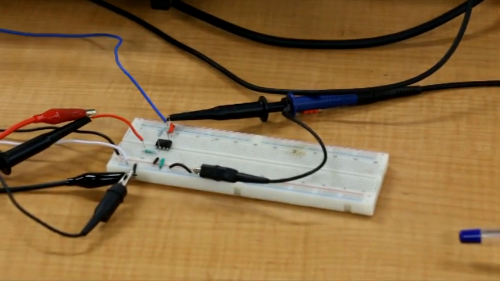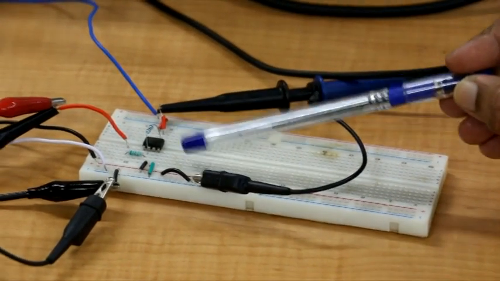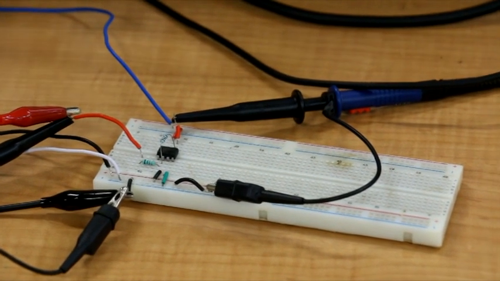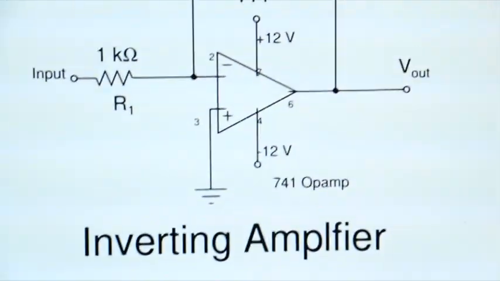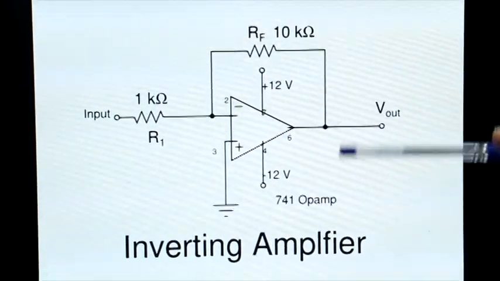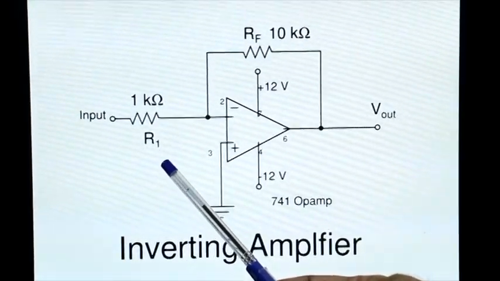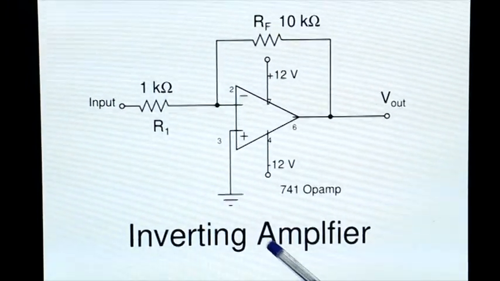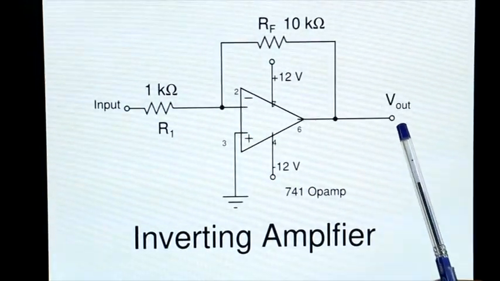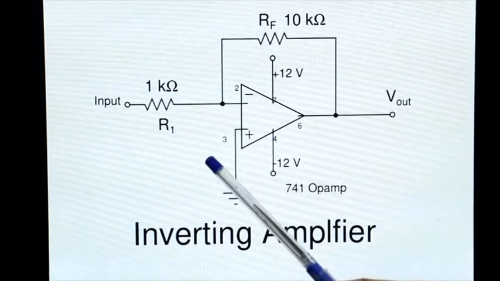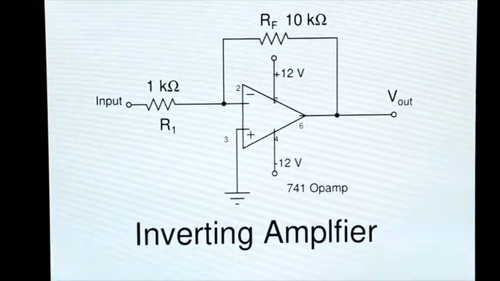So what we see here on the breadboard is an inverting amplifier. The circuit diagram is shown here. What we have is the feedback resistance, which is 10 kilo ohm, and the input resistance R1 is 1 kilo ohm. Therefore the gain is 10. And being an inverting amplifier, Vout will be 10 times the input, but there will be a phase difference of 180 degrees between input and output. That's why it's called an inverting amplifier.